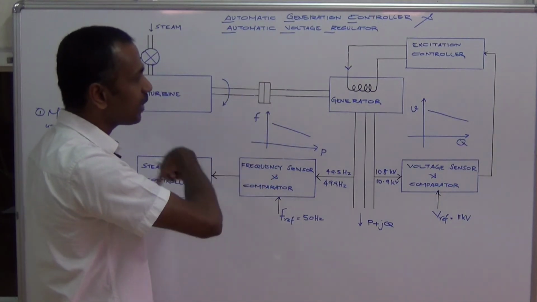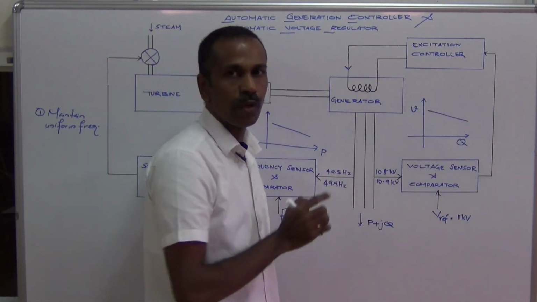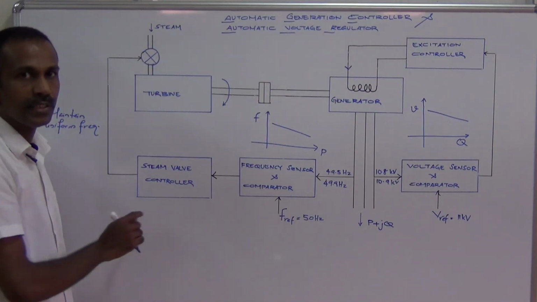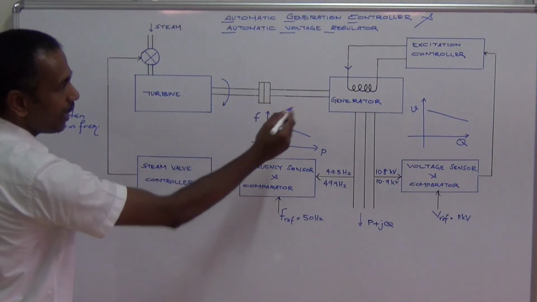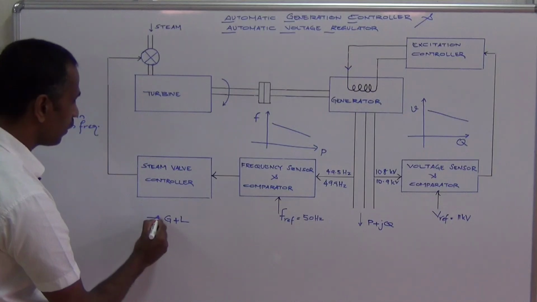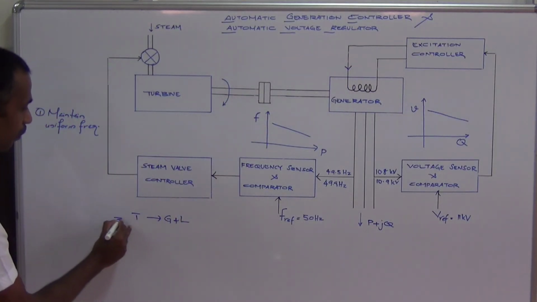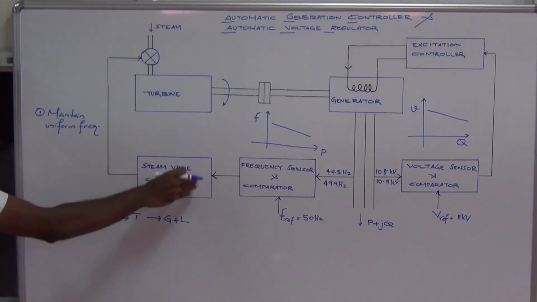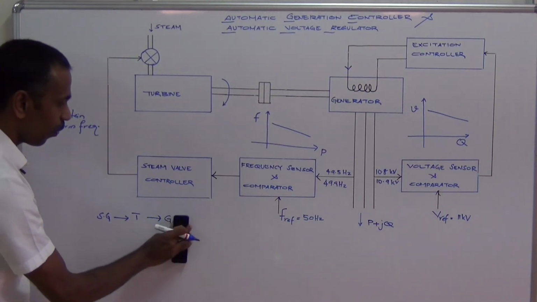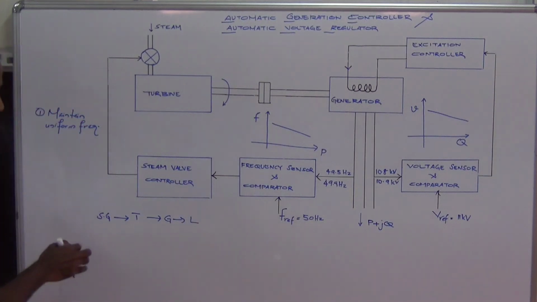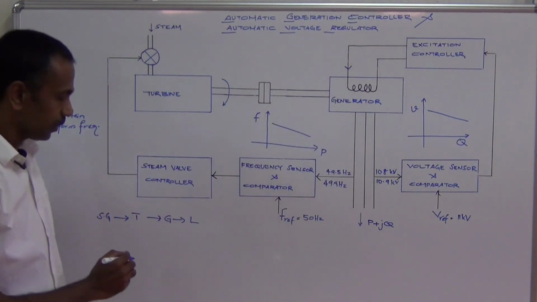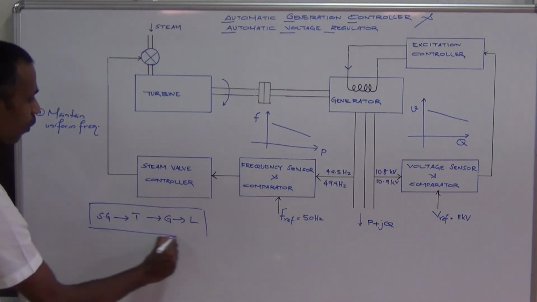So this is the working of automatic generation controller as well as the automatic voltage regulator. Now we are going to find the mathematical modeling of AGC, automatic generation controller, only. So here the main part is the generator, plus there is a load connected to the system. Before the generator we have a turbine, and before the turbine we have a speed governing system or a steam valve controller. So these are the four parts we are going to deal with: a speed governor, a turbine, a generator and a load connected.